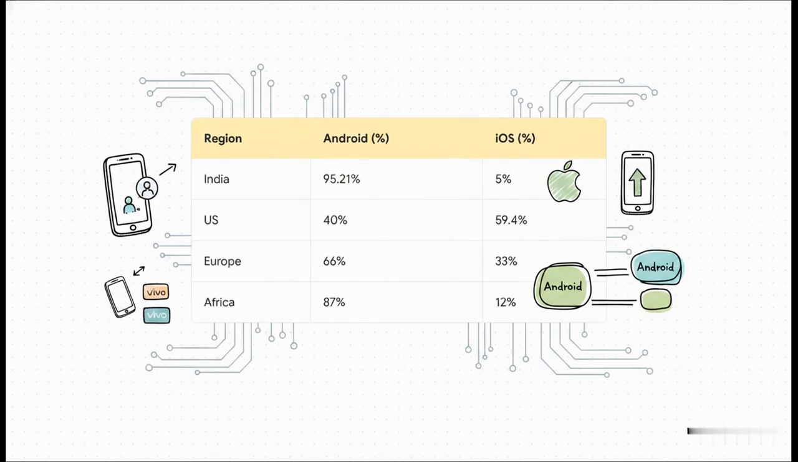But that global average kind of hides some really fascinating local realities. Take a look at India, an absolutely staggering 95.21% Android adoption, heavily driven by affordable hardware. Africa follows a really similar trend at 87%. But then you look at the United States and it completely flips the script, leaning heavily toward iOS at roughly 59%, while Europe just sort of sits comfortably in the middle at 66%.